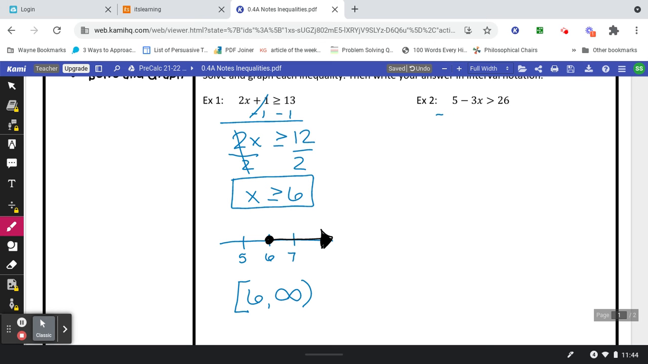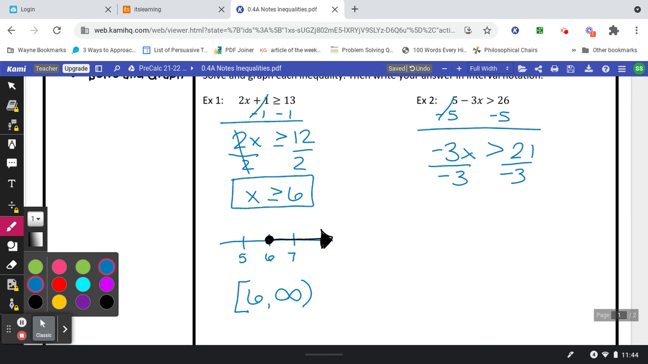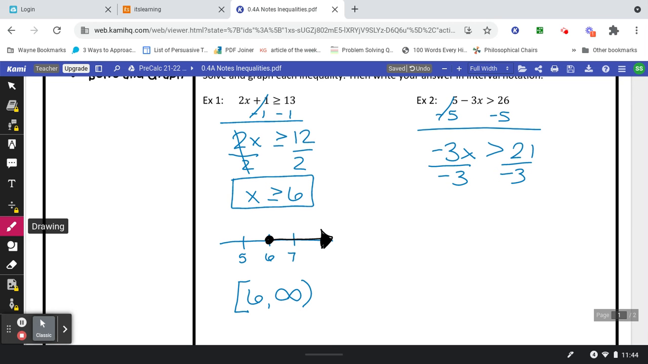For the next problem, subtract 5. And divide by -3. Remember, when we divide by a negative, you need to flip the inequality. All right. So your inequalities.